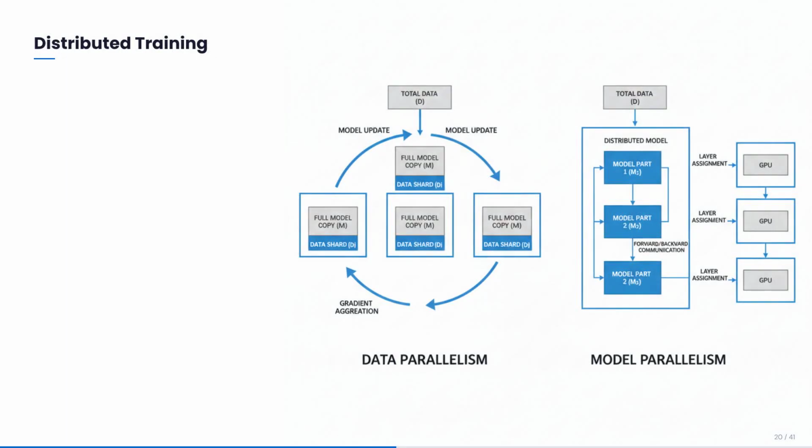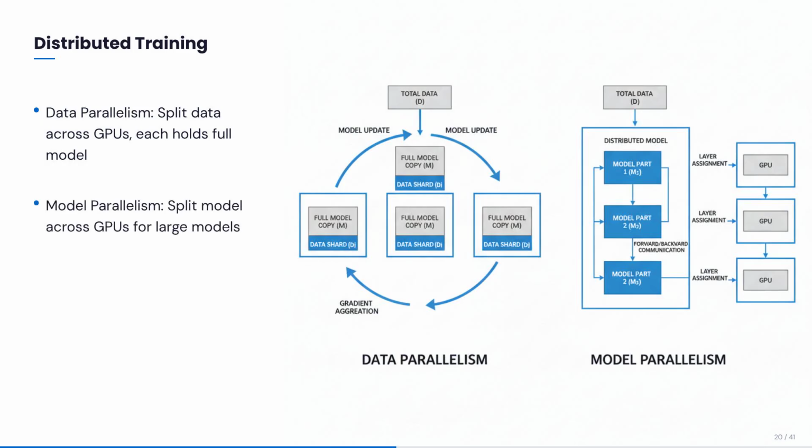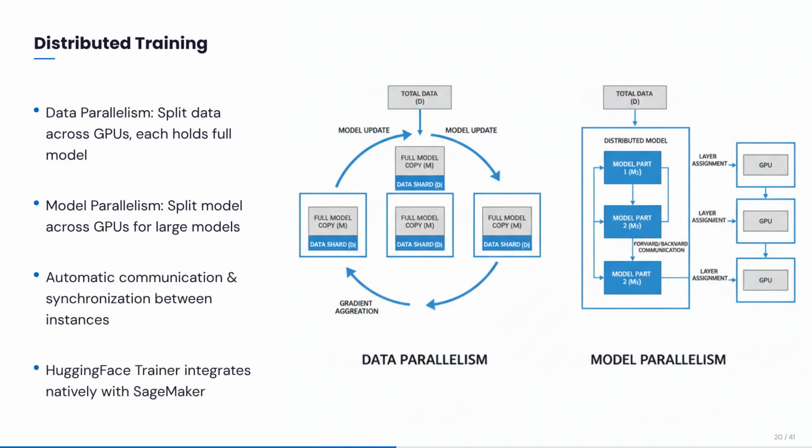For large models and datasets, SageMaker supports distributed training. Data parallelism splits your training data across multiple GPUs, with each GPU holding a complete copy of the model. Model parallelism splits the model itself across GPUs, essential for models that do not fit in a single GPU's memory. SageMaker handles the communication and synchronization between instances automatically.